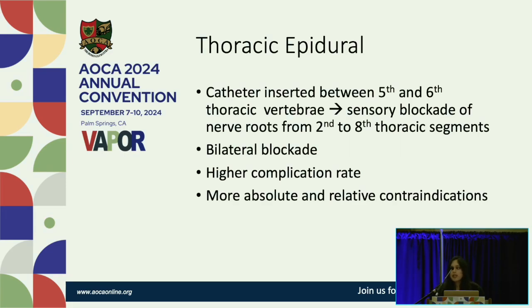The most common levels to insert a thoracic epidural to cover the breast would be between T3 to T5. And this would allow local anesthetic to be introduced into the epidural space to achieve blockage of nerve roots from the 2nd to 8th thoracic segments. This would then cover the axillary area along with the chest wall. The block is usually bilateral and can provide analgesia for several days.